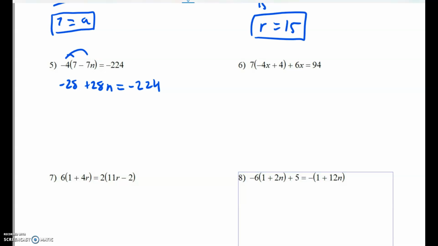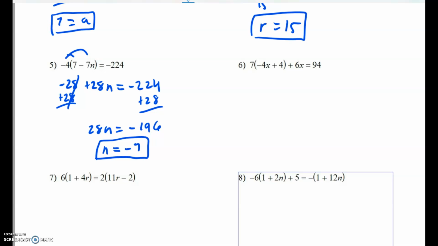Okay, trying to get the n by itself, so now I want to move the 28. I'm adding it, that's the inverse operation. 28n equals negative 224 plus 28, which is negative 196. Okay, divide both sides by 28. And we get n is equal to negative 7.